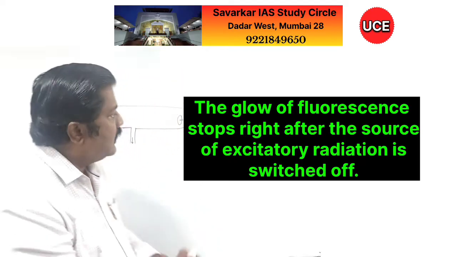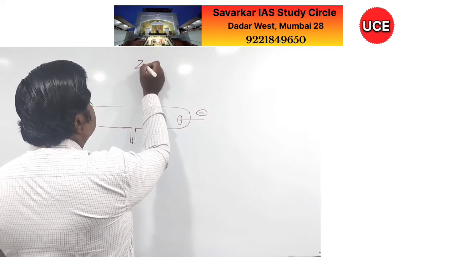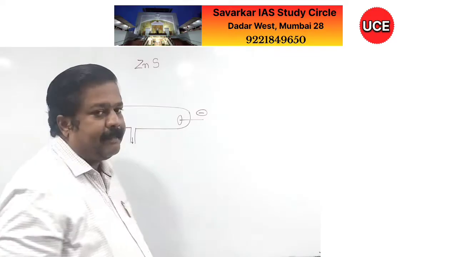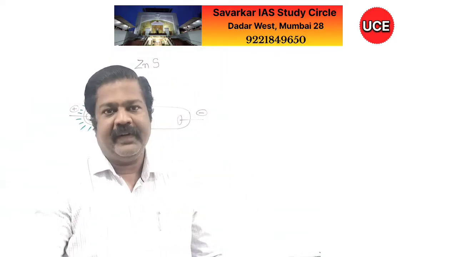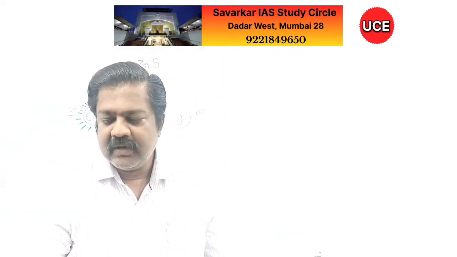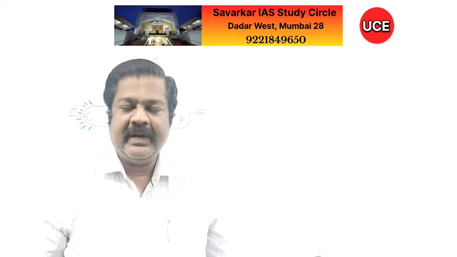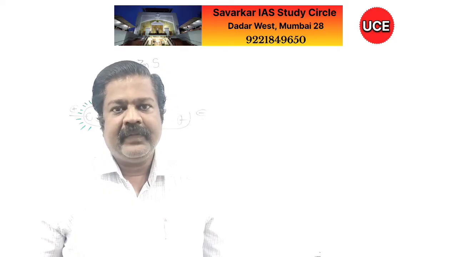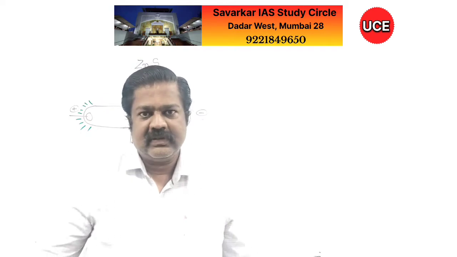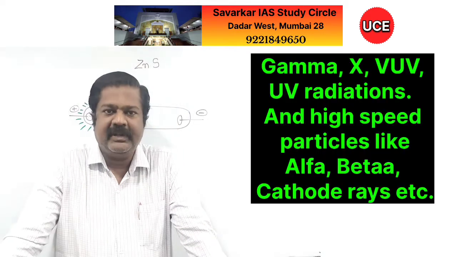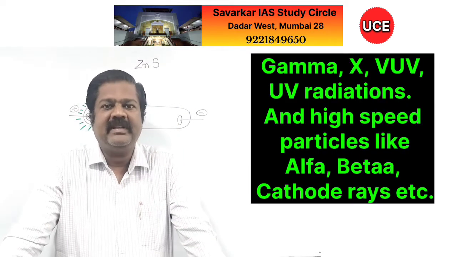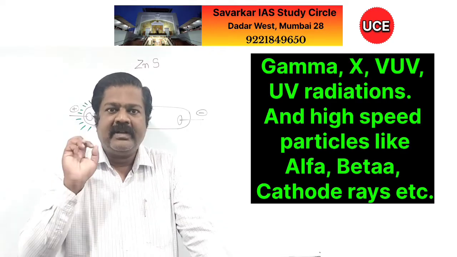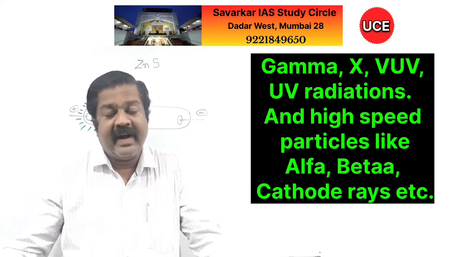Now scientists discovered another substance that is named zinc sulfide. Don't call it sulfate. The name is zinc sulfide. So scientists got the knowledge that if invisible radiations, particularly high energy invisible radiations, fall on zinc sulfide, then zinc sulfide starts glowing white light.